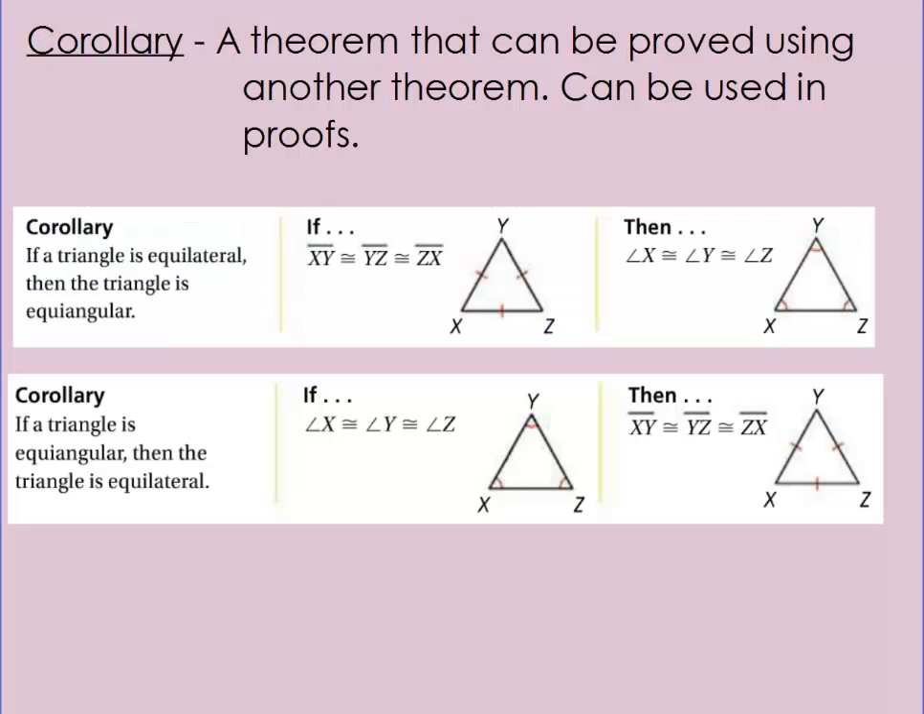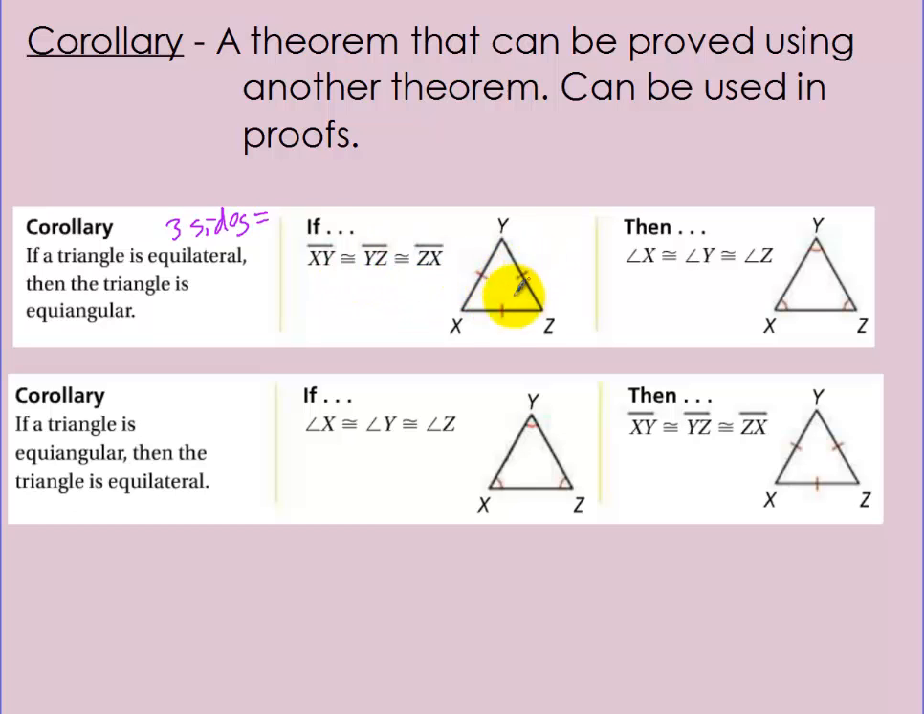Alright, so a corollary. So what's a corollary? This is a theorem that we're going to prove using another theorem. So it's kind of an extension in a way. So we can use corollaries in proofs. One corollary of the isosceles triangle theorems is, if a triangle is equilateral, then the triangle is equiangular. So equilateral triangles, what are those? They have three sides equal.